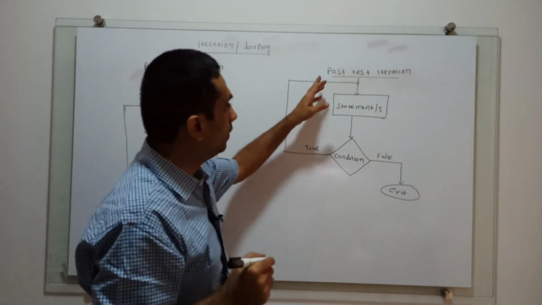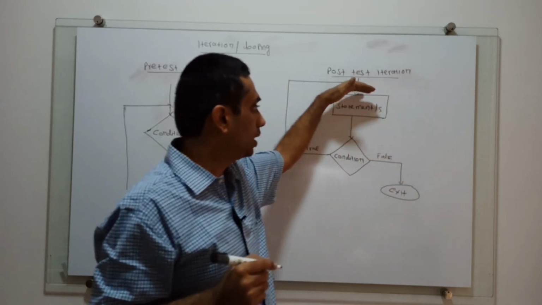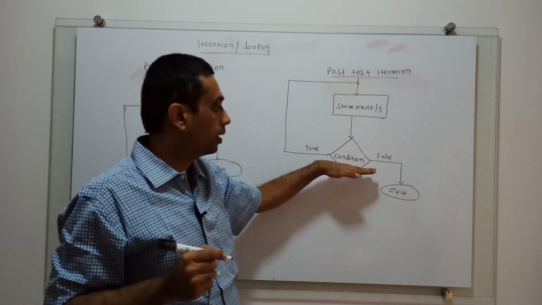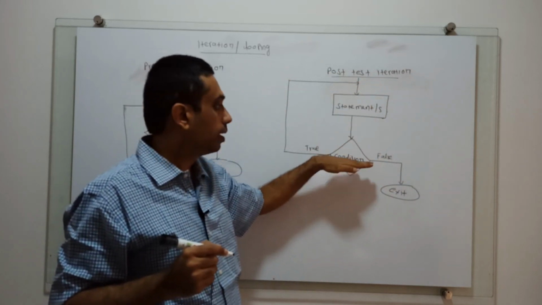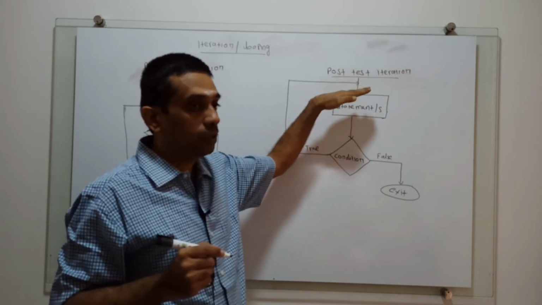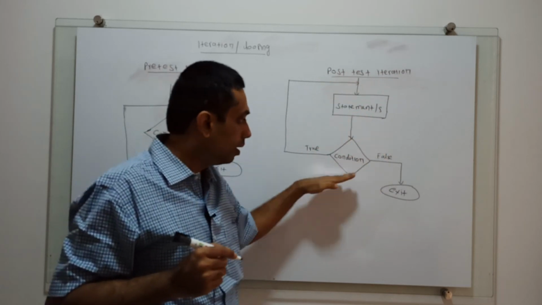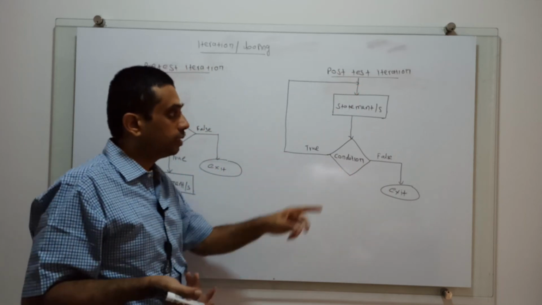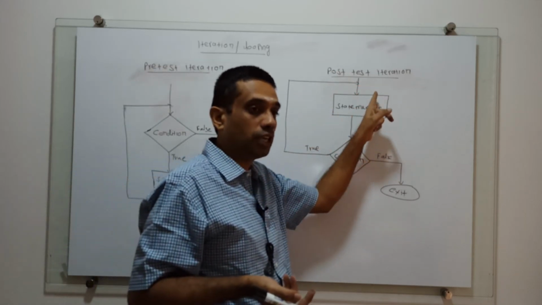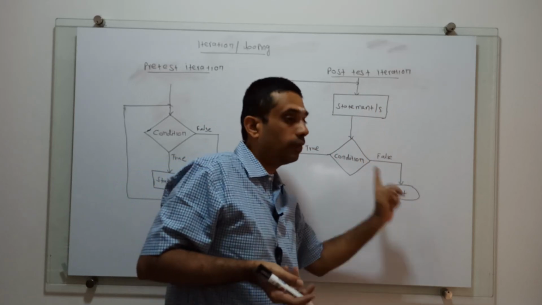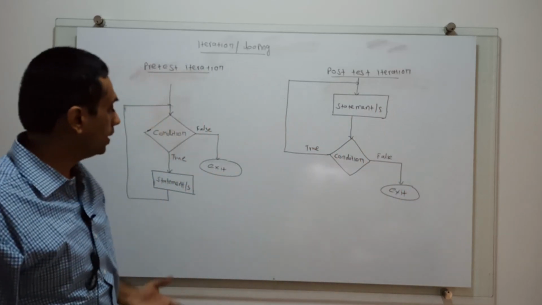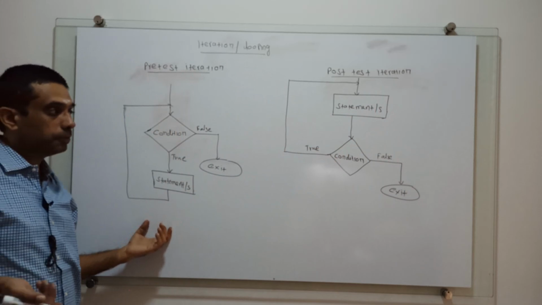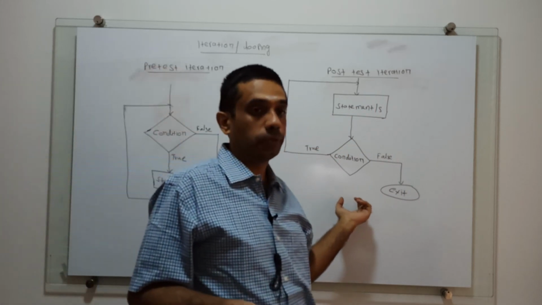Okay. So likewise, in a post-test iteration, the statement will get executed. After that, the condition will get tested. Condition is true, the statement will get executed once again. It will go repeatedly until the condition is true. If the condition is false, the statement will get executed once and the control will go out of the loop. In C programming, this is like a while loop, this is like a do while loop.